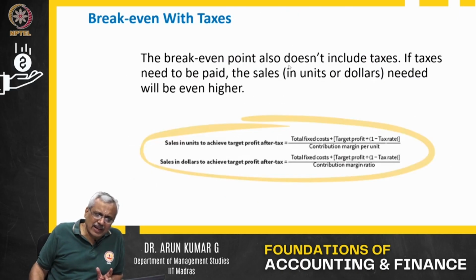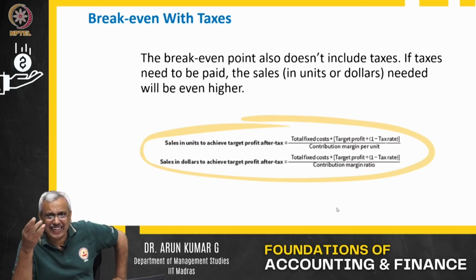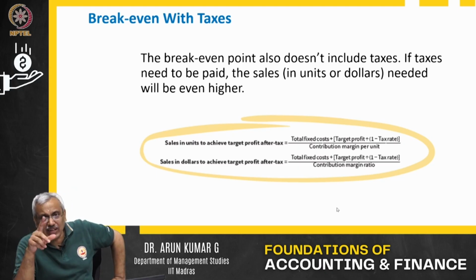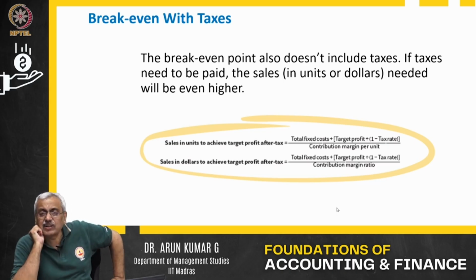You can look at break evens even when there are multiple products, but we are not looking at multiple products here. Sometimes you might have a target profit, but the organization will have taxes. In the 20,000 example I gave, I did not even consider taxes. In this case, you need to pay taxes on the profit you are trying to make. So, we say total fixed cost plus target profit divided by 1 minus tax rate, divided by the contribution margin.